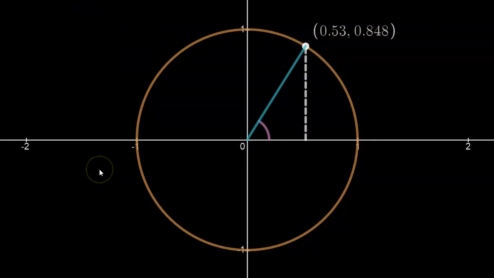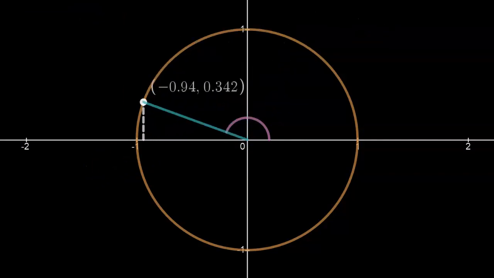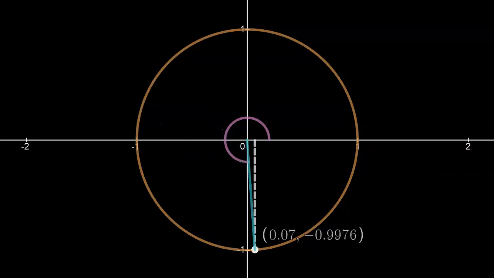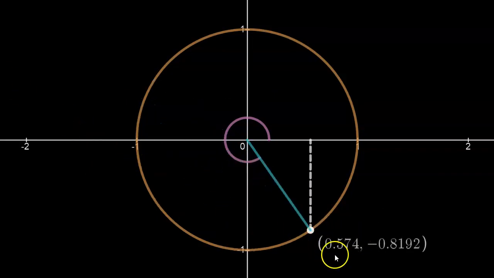And so that should give you a good idea of what the equation of the unit circle is. Because no matter where the point is, whether it's in quadrant 1, 2, 3, or 4, the sum of the squares of the x and y coordinates is equal to 1. Therefore, the equation of the unit circle is x squared plus y squared equals 1. And that's your introduction to the unit circle.